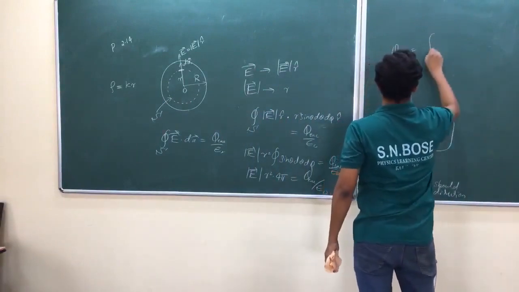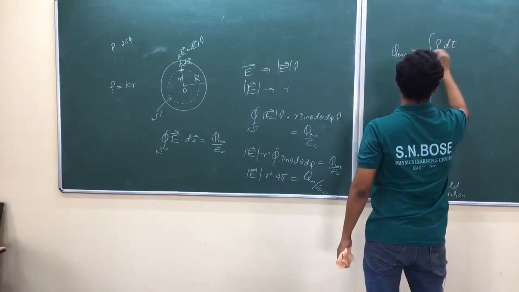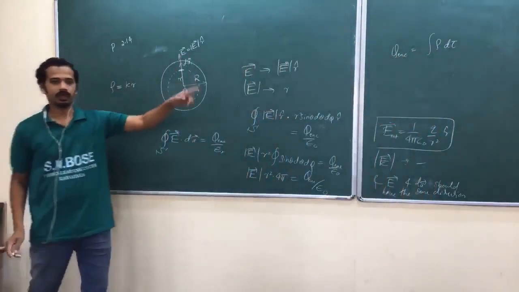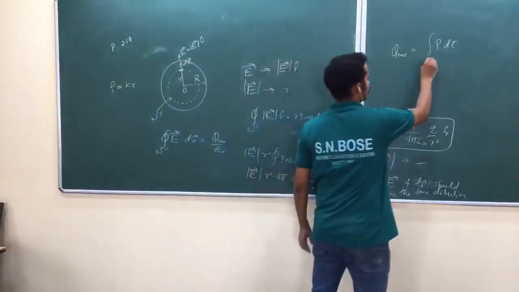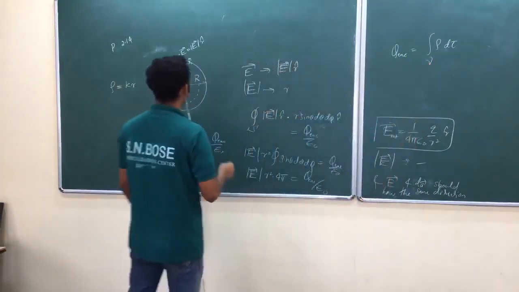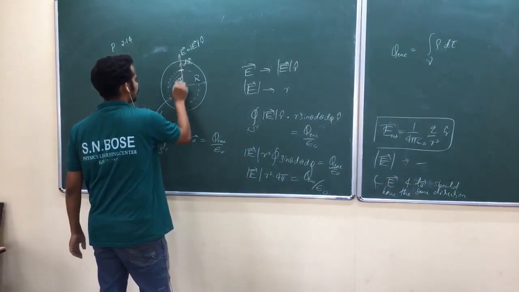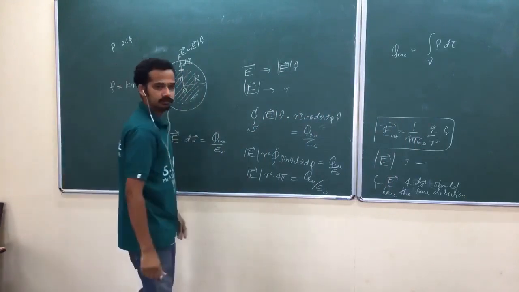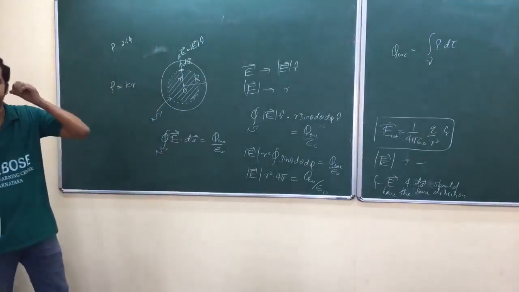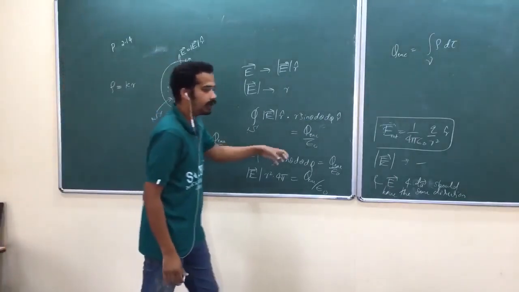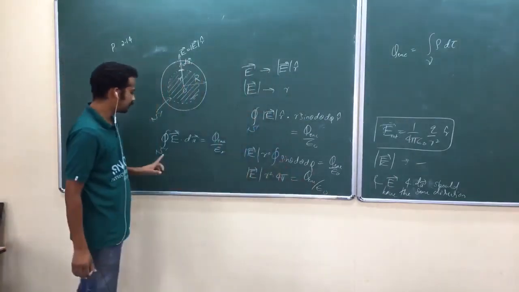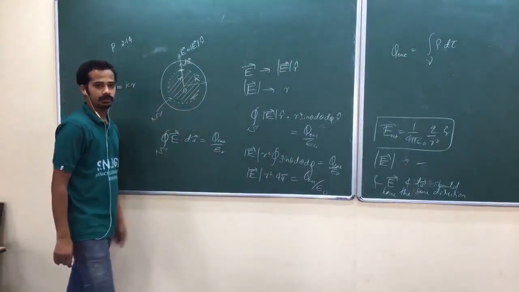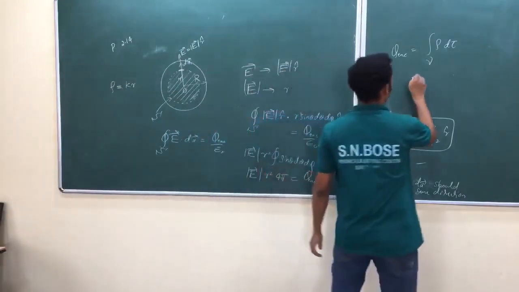Why? Because your charge density depends on the radial distance. What is that volume? The volume within the Gaussian sphere, isn't it? Q enclosed: what do you mean by enclosed? Enclosed by this surface. This is the Gaussian surface, isn't it? Now, how do you do that one?